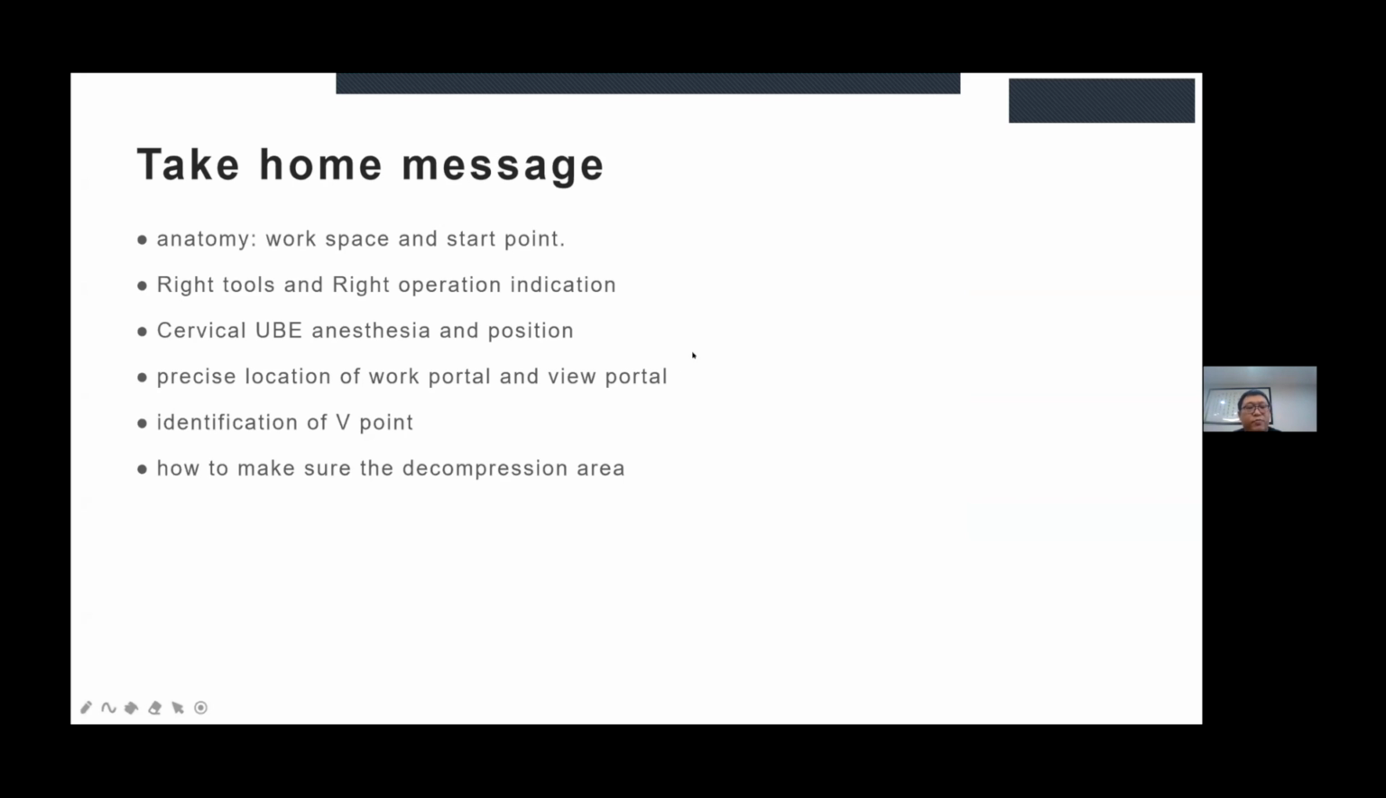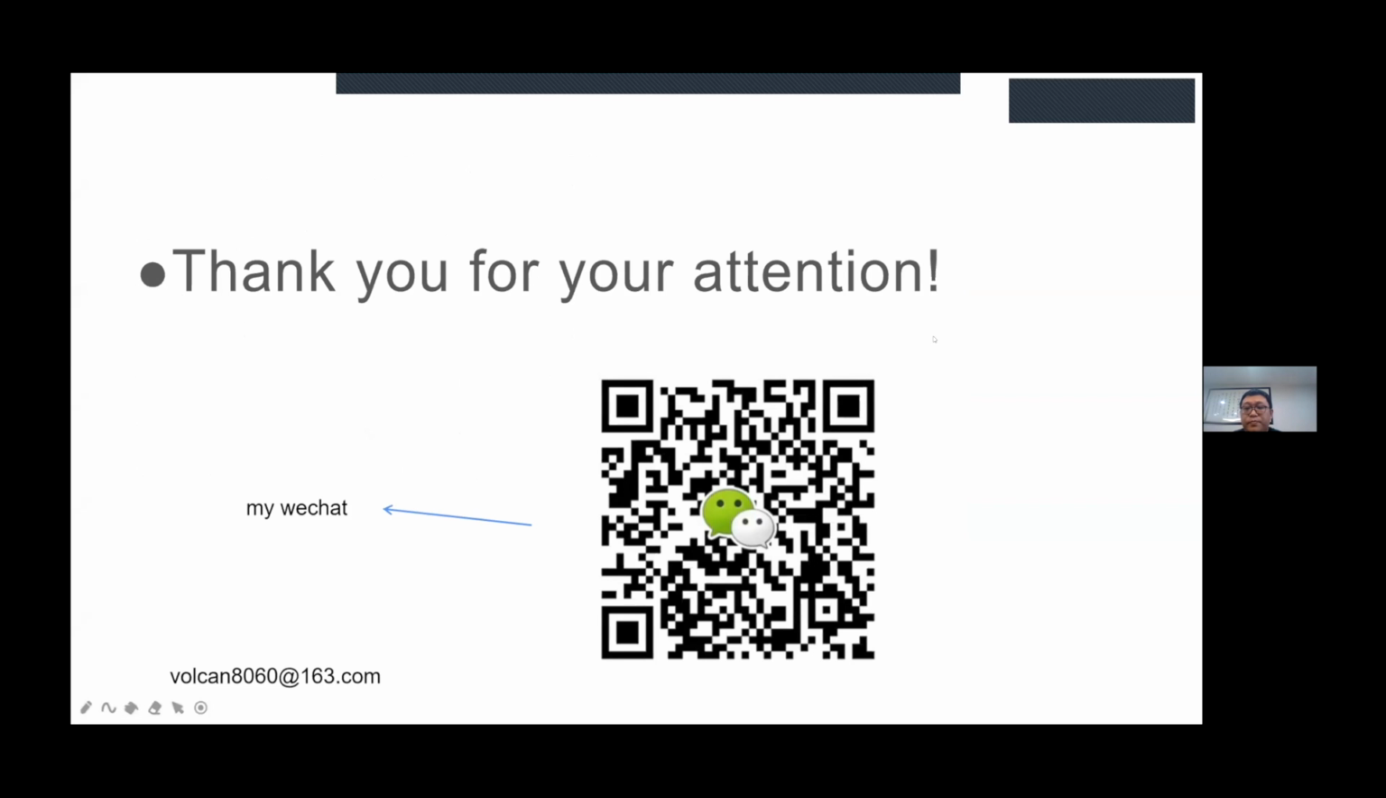Anatomy is very important, especially the V point. And we must make the docking point in the midline. And we choose the right tools and the right operation indication. The anesthesia position is also very important. Precise location, especially the work portal, is very important. How to make sure of the decompression is also important. We have 2 methods. Thank you very much.